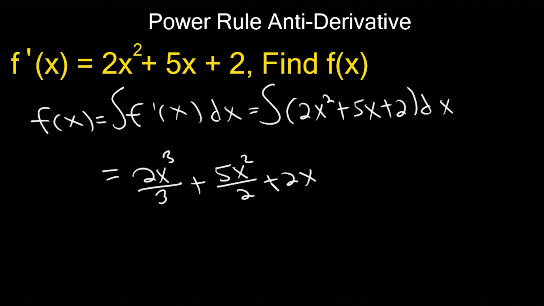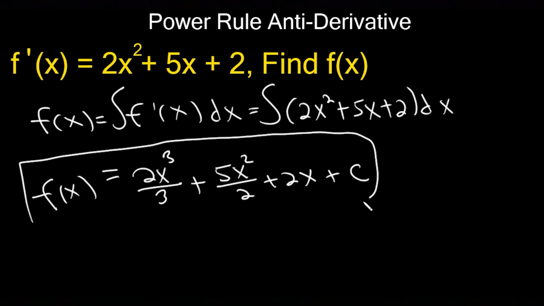And then don't forget about your constant of integration. So plus c. Again, some constant c. That is going to be f of x. So f of x is equal to the following. Okay? All right, let's go ahead and try 2 more examples.